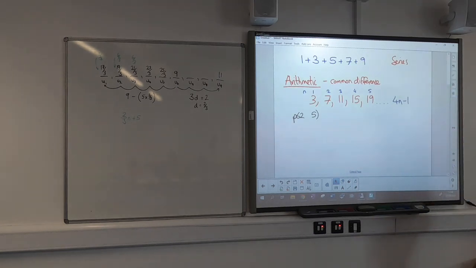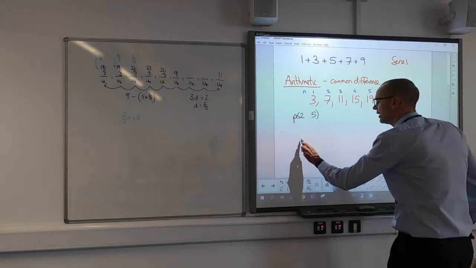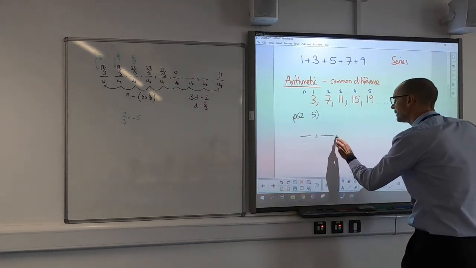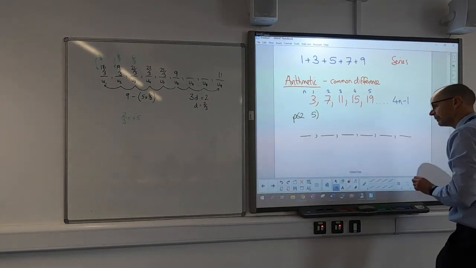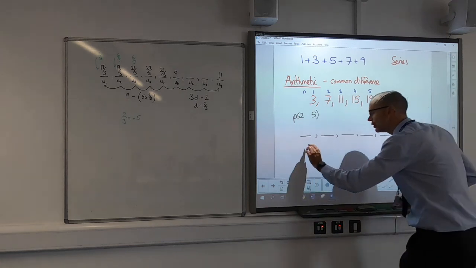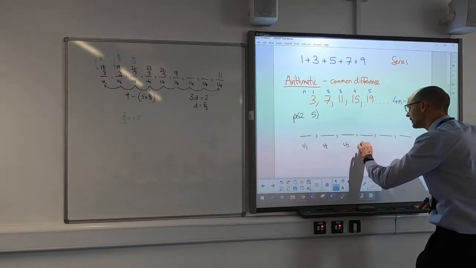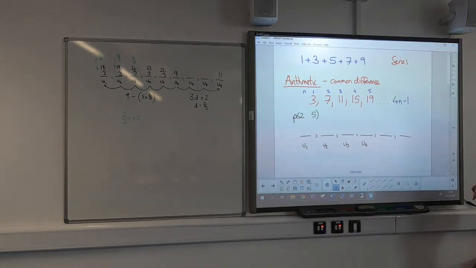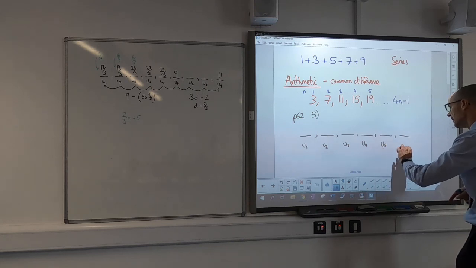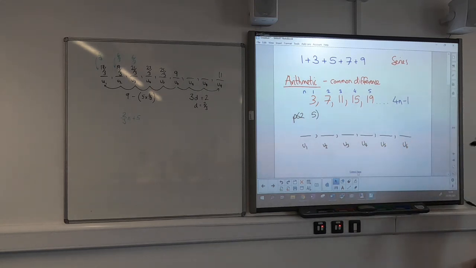So let me just talk about a little bit of notation. I should have perhaps talked about it before we did that question. When we deal with an arithmetic sequence, so we're not adding it up at the moment, we use U to stand for position. So U1 is the first term, U2 is the second, U3 is the third, U4 is the fourth, U5 is the fifth, and U6 is the sixth, etc.